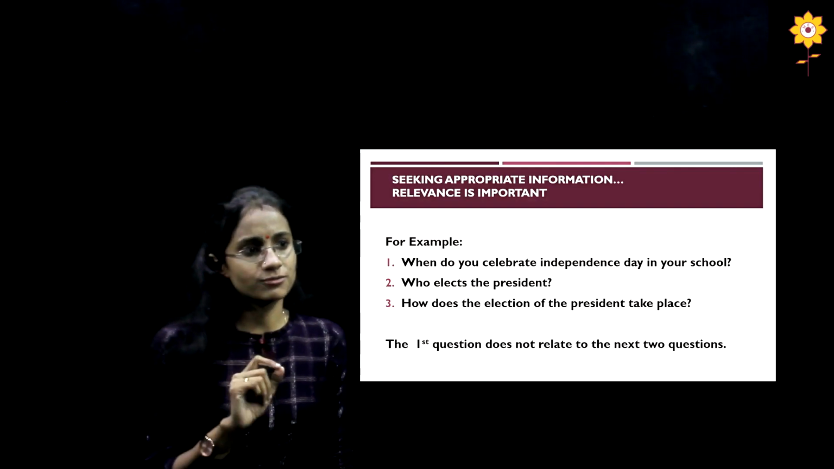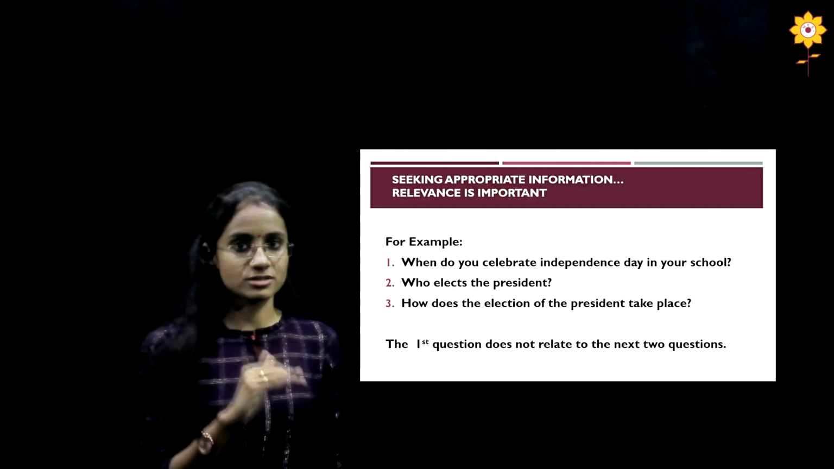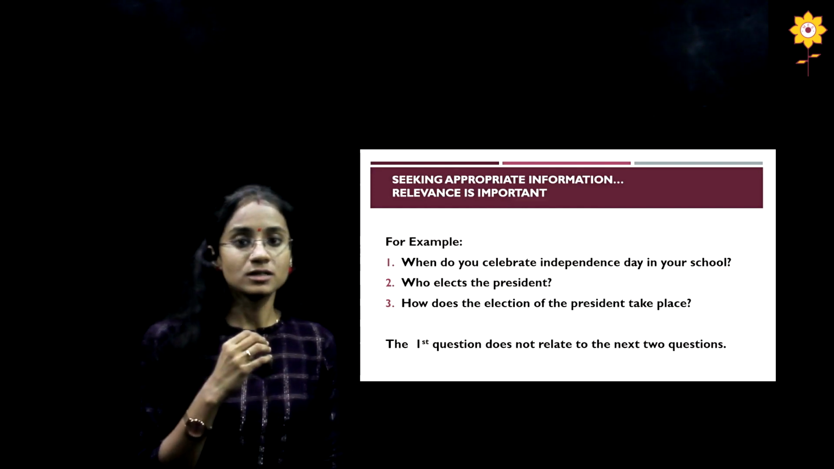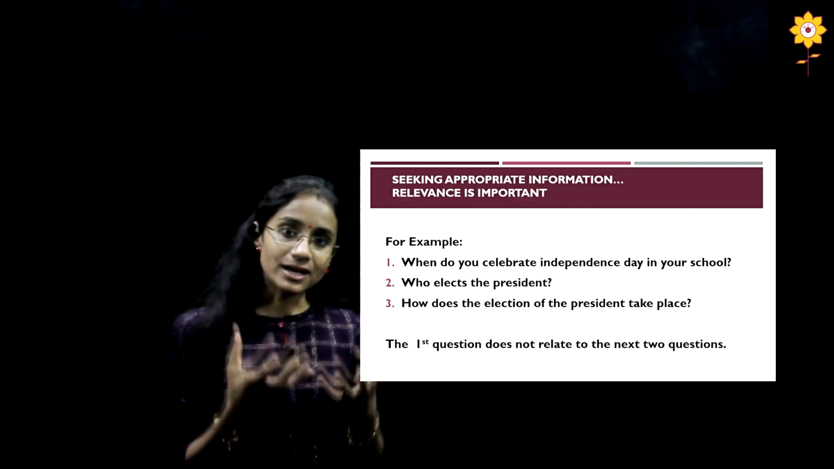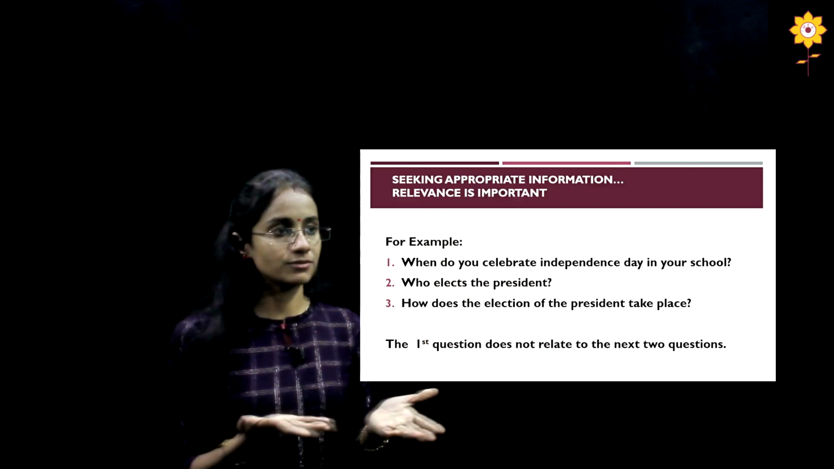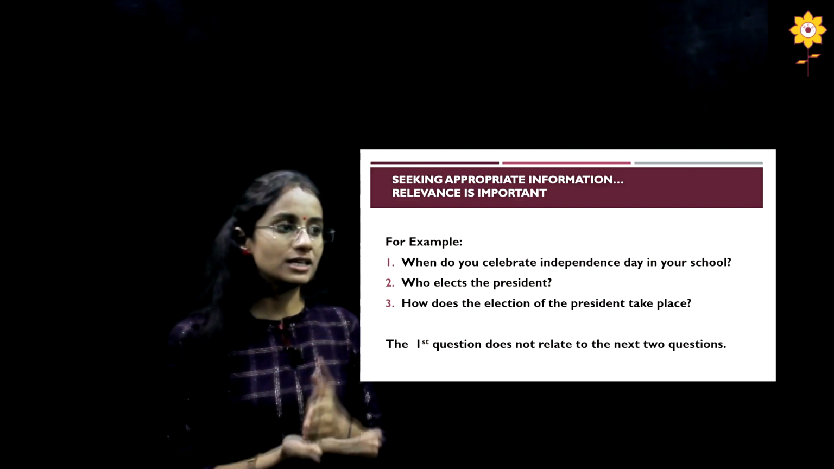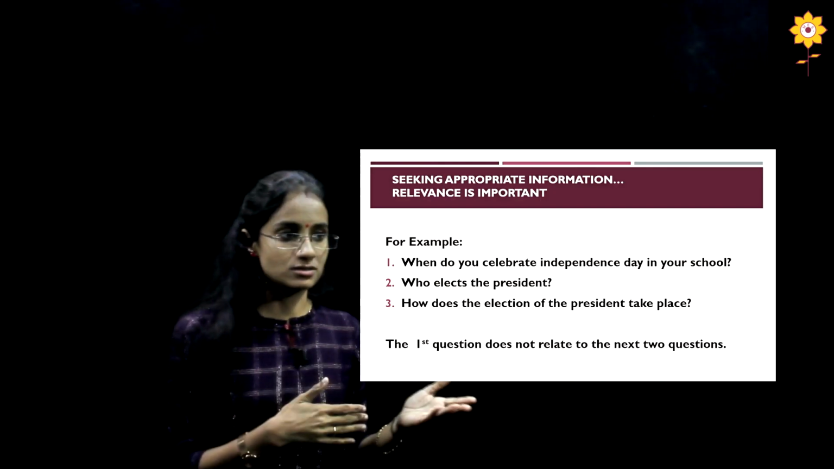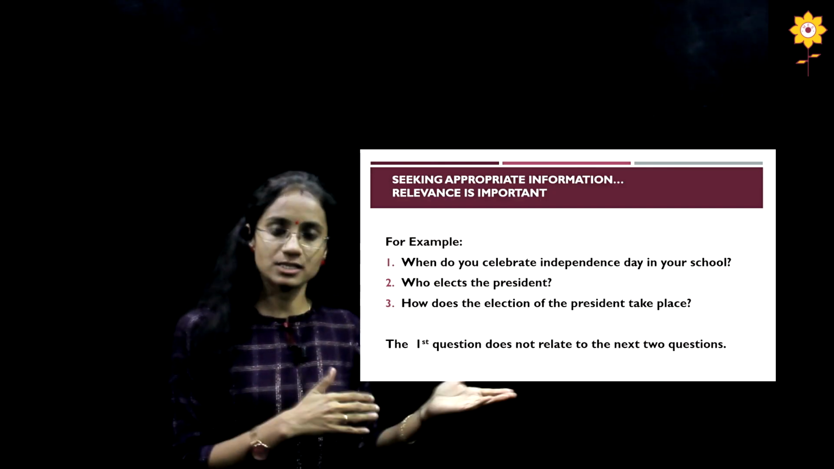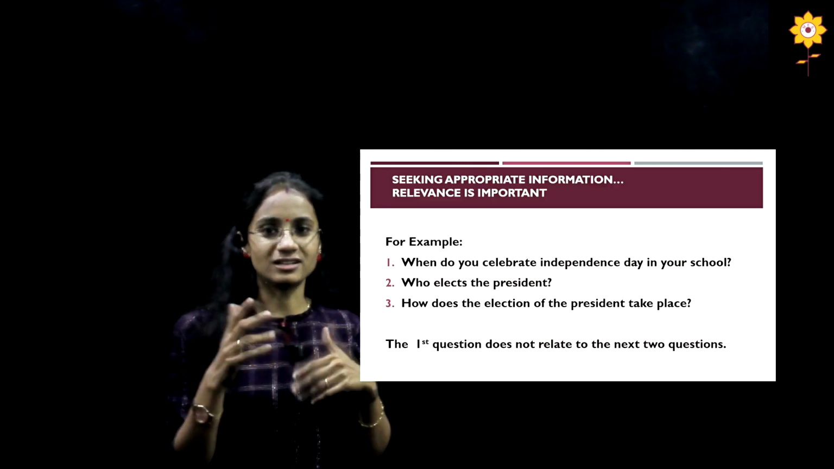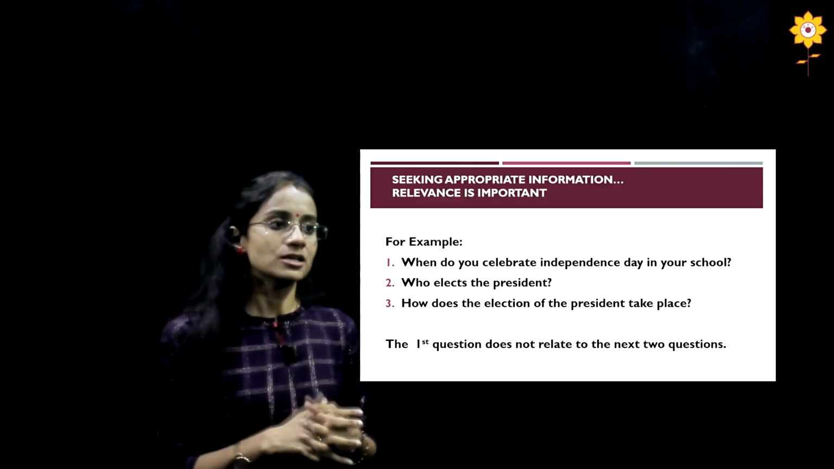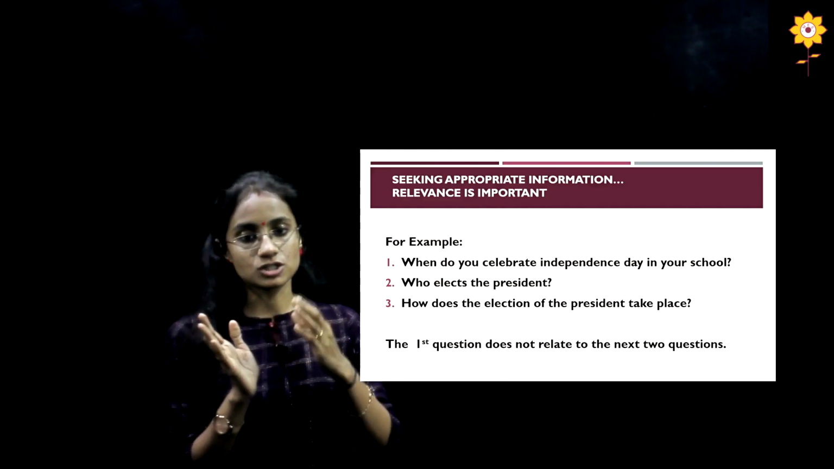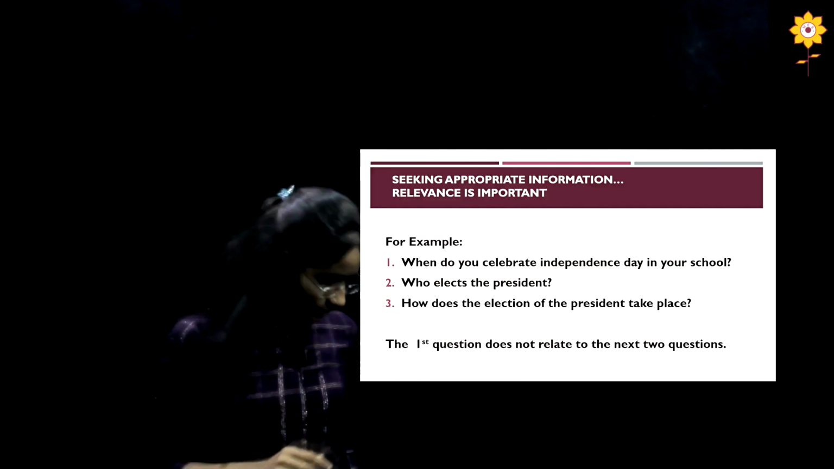Now, seeking appropriate information and relevancy. Here also it is important. If you want a right response from the students, your question should be set properly. Like, when do you celebrate Independence Day in your school? And then I'm asking them, who elects the president? How does the election of the president take place? So there is a lack of link between the questions, right? So you should have relevancy when you frame the questions. So it should be setting a proper pace of learning.